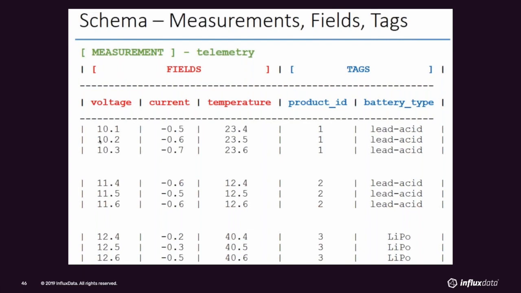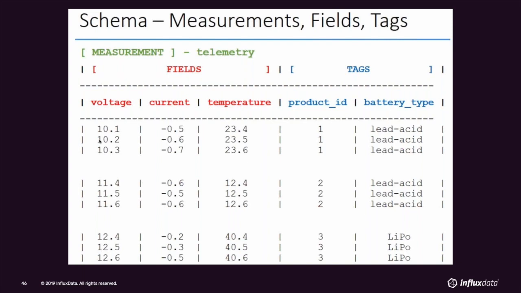Here we're looking at the line protocol that they're using. This is how they have their data coming in, and their measurement there, they're pulling in telemetry, and they've got 3 fields they're measuring against. They're measuring voltage, they're measuring current, and they're measuring the temperature.